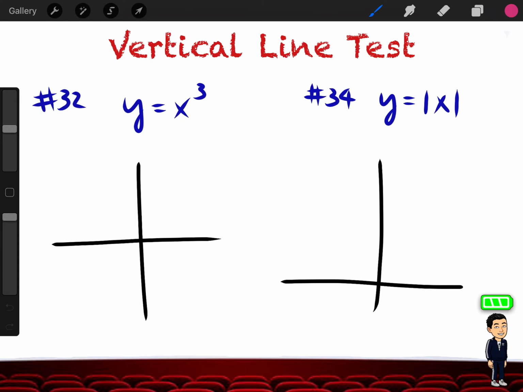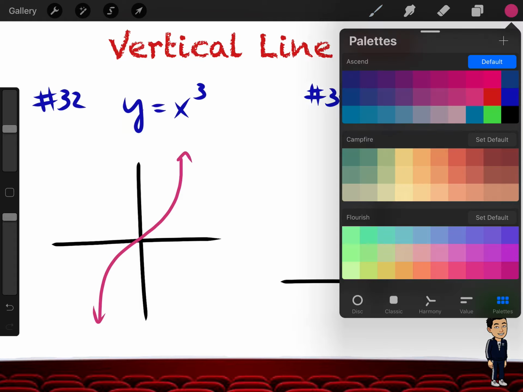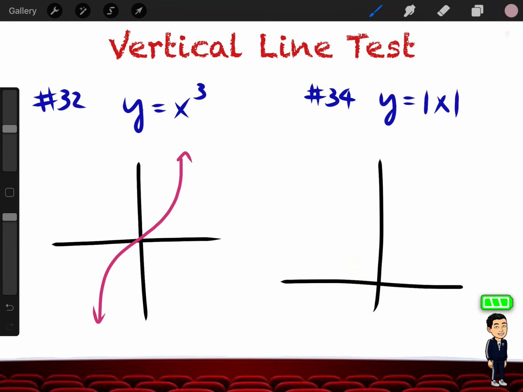So let's get started with some homework problems. Number 32, if I ask you guys to graph the equation y equals x cubed, you're gonna graph it like this, okay? Here comes the vertical line test. You guys have seen it in Algebra 1, hopefully, if you remember.